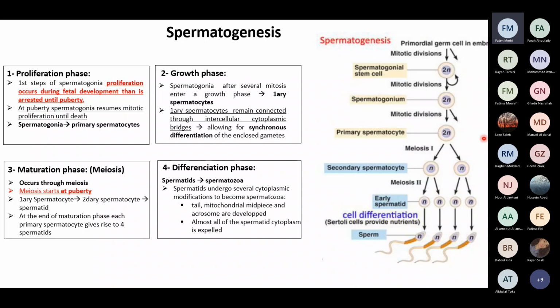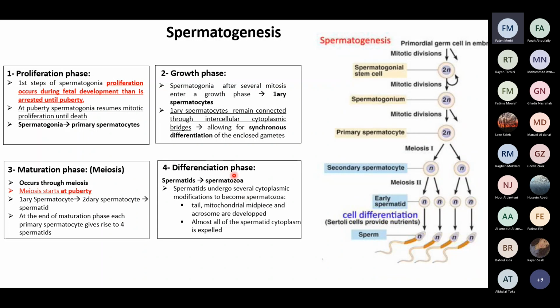So whenever we have primary spermatocytes, as we said, they will engage in meiosis. They will undergo the meiosis 1 to give secondary spermatocytes, and then the secondary spermatocytes will give spermatids, and this is called the maturation phase. It is the steps where we have the meiosis. And at the end of the maturation phase, each primary spermatocyte will give rise to 4 spermatids.